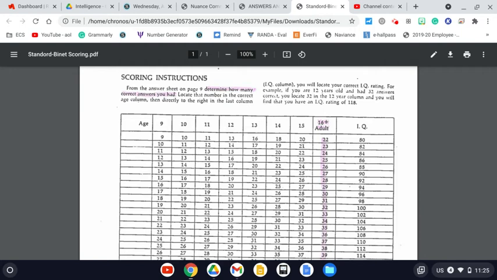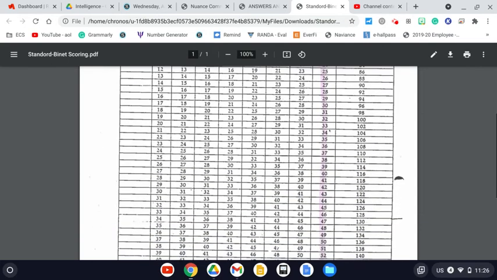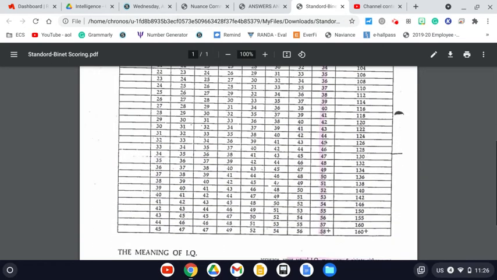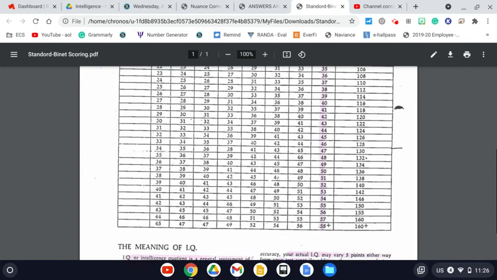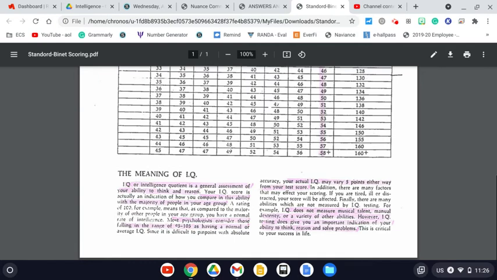Okay, so presumably you have an amount of questions you got correct. To determine how many of your answers you got correct, you're going to use this column that I have lightly highlighted in purple here. You'll look up how many you have got correct, and if you go over to the right, that tells you what your score is. Your IQ or intelligence quotient is a general assessment of your ability to think and reason.